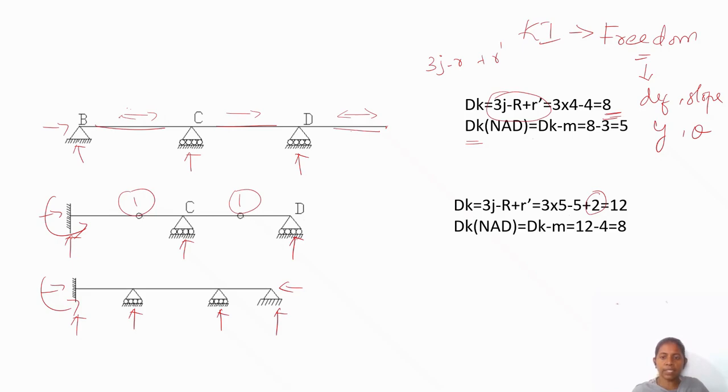Then neglecting the axial deformation, 12 minus 4 members. 1, 2, 3, 4 members. So it is 8. So next one, it is 3j minus r, same formula. 1, 2, 3, 4 joints. Reactions 3, 4, 5, 6, 7 reactions. There is no releases, so it is 5. And neglecting the axial deformation, we can write here 5 minus 1, 2, 3 equal to 2.